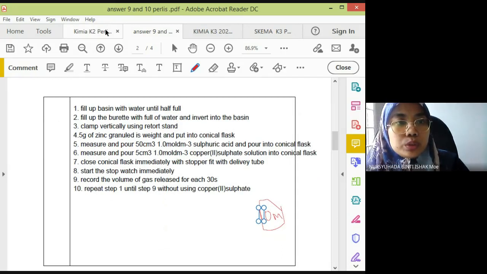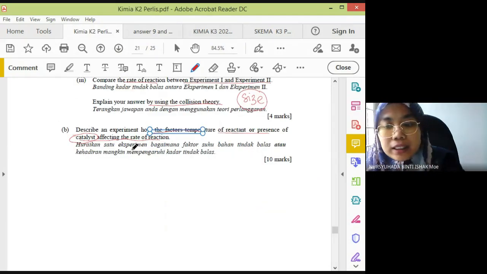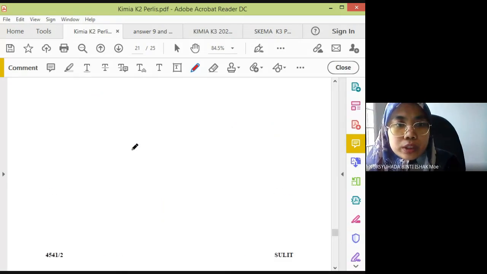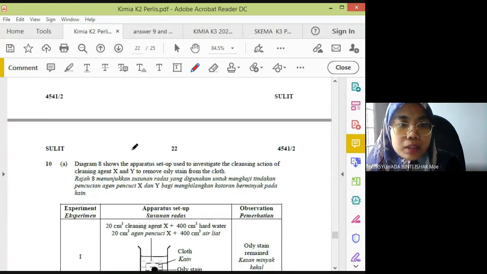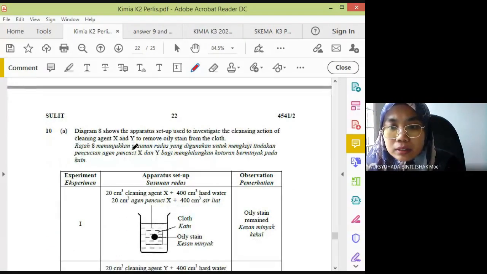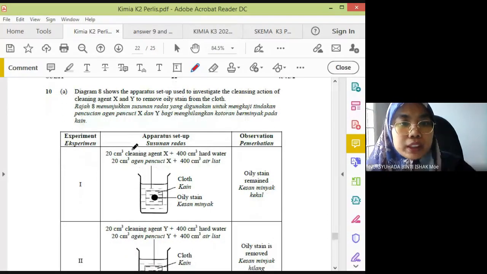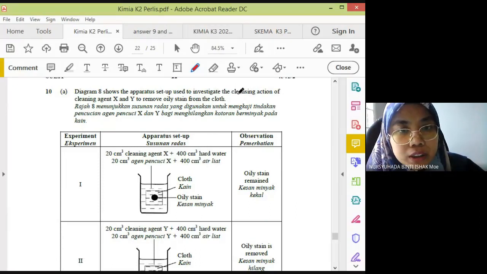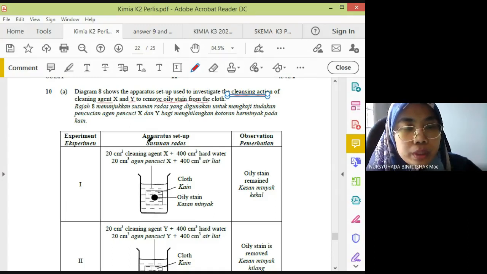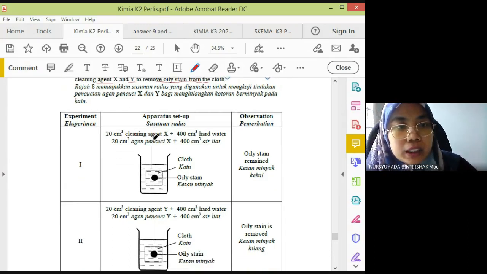We go to question 10, last question. Diagram 8 shows the apparatus setup used to investigate the cleansing action of cleaning agent X and Y to remove oily stain from the cloth. For experiment 1, kita ada X, oily stain remains.